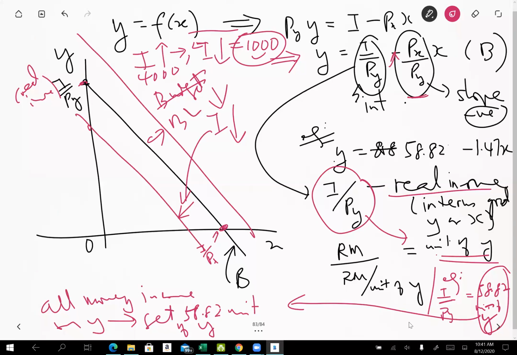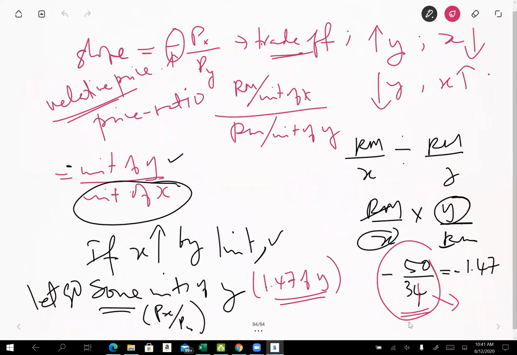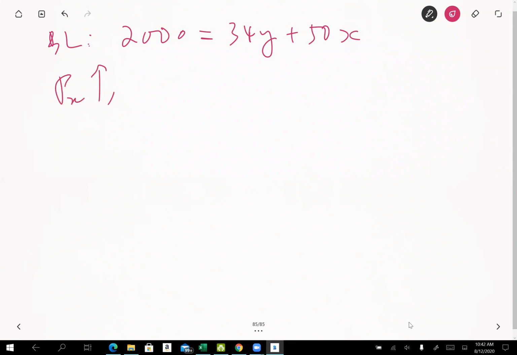Number two, what about if the price changes? I would like you to go to the graph and look at what happens if the price changes. So you compare back to the initial budget line. Our initial budget line, you have 2,000 equal to 34Y plus 50X. Now suppose the price of X increases to 100 RM.